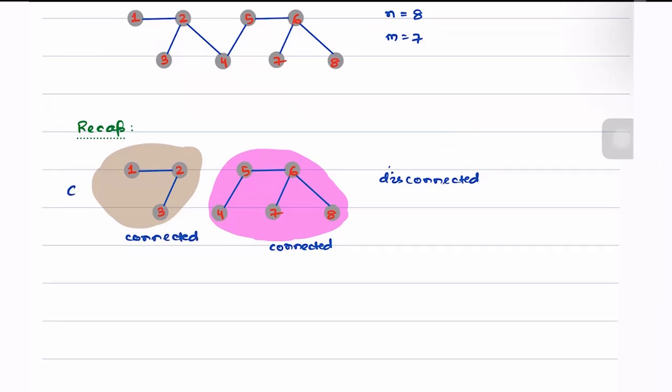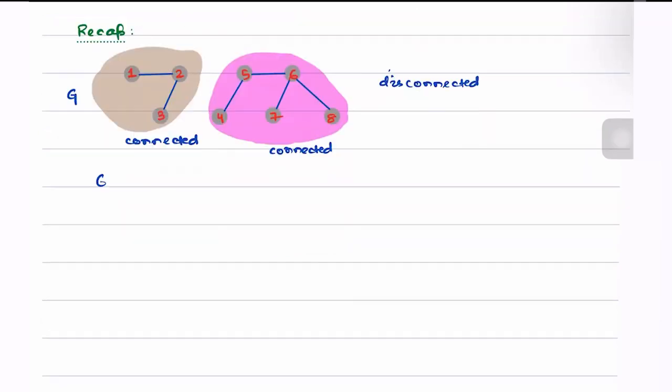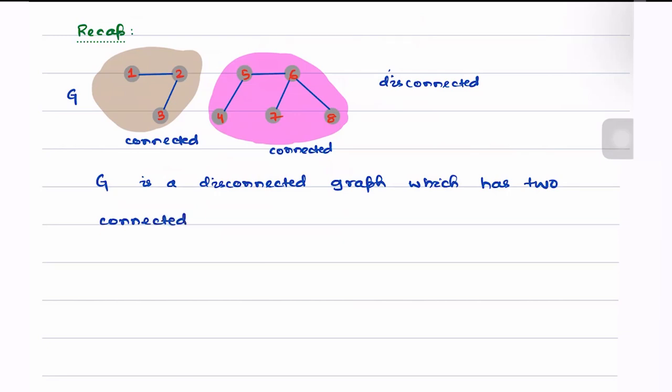Hence, we say that suppose this were our graph G, G is a disconnected graph which has two connected components. Now we are ready to discuss the property.